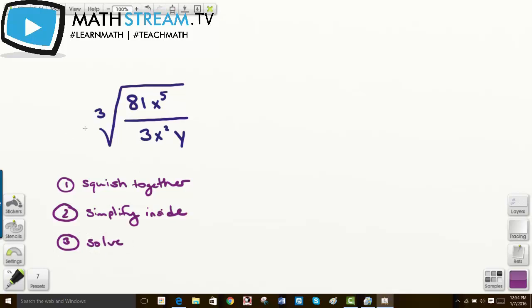Okay, so first, do we need to squish anything together? Well, no, I guess I could have written this as the cube root of 81x to the 5th over the cube root of 3x squared y. I didn't in this case, but if we had, we could have squished those pieces together. We now have one root. We want to simplify inside. Now, 81 over 3 and x to the 5th over x squared are the two that I'm thinking of in particular right now that we could simplify.